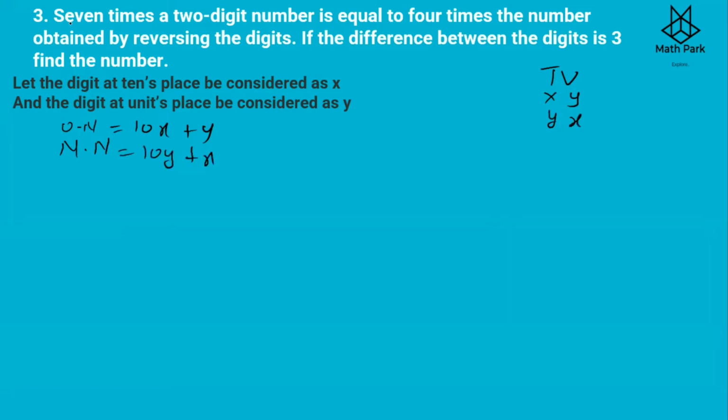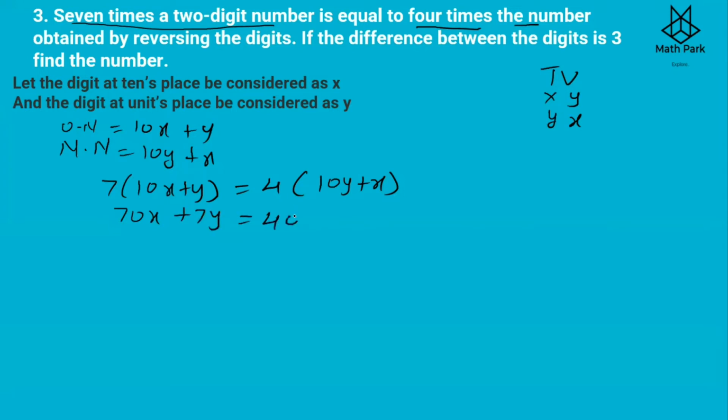Okay, what is 7 times the 2-digit number? That means 7 times this number. 7 times (10x plus y) is equal to 4 times the number obtained by reversing the digits. Okay, so let us frame the equation here. 7 tens are 70x plus 7 into y, 7y, is equal to 4 tens are 40y plus 4x.